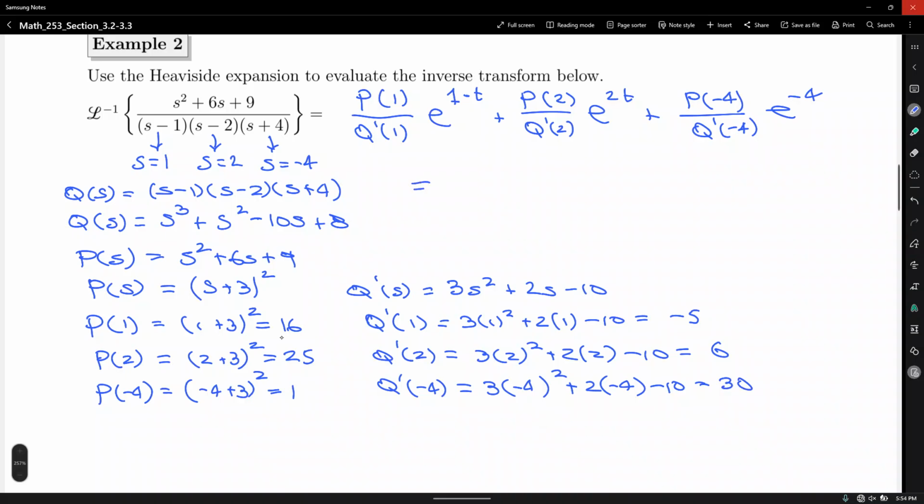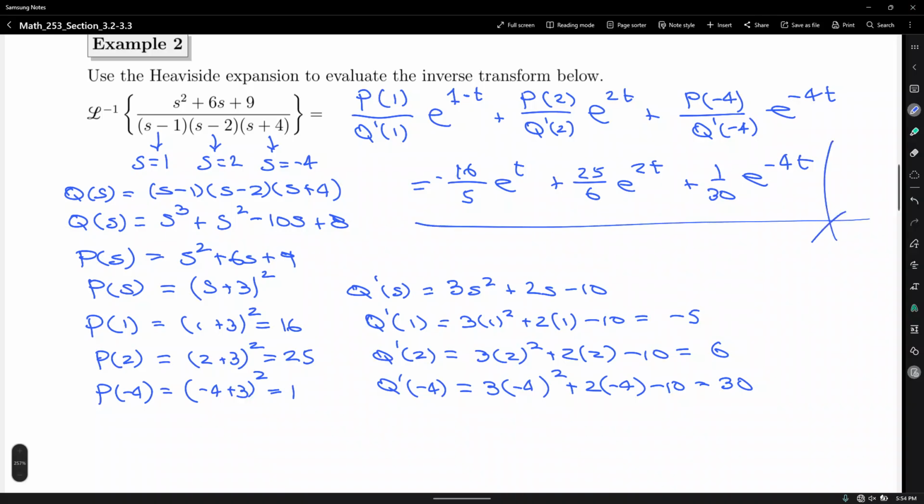So P of 1, which is 16, over Q prime of 1, negative 5, times e to the 1 times t, e to the t. And then 25 over 6, e to the 2t. And finally, 1 over 30, e to the negative 4t. And well, let me put the negative in the front, and that's the inverse transform. All right.